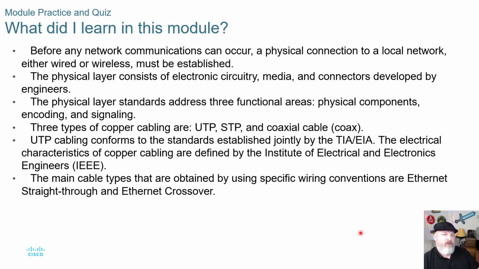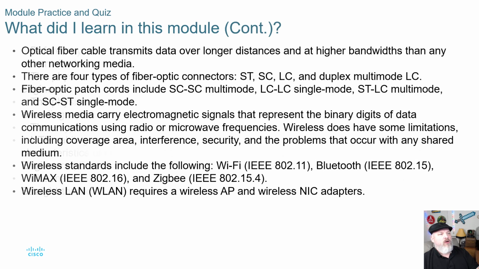Okay, so this has been Module 4. Some of the things that we've learned are that before any network communications can occur, a physical connection needs to be made. The physical layer consists of electronic circuitry, media, and connectors. The physical layer standards address 3 functional areas: physical components, encoding, and signaling. You have 3 different types of copper cabling: UTP, STP, and coax. UTP cabling conforms to the standards established by the TIA/EIA, and the characteristics of copper cabling are defined by the IEEE. Main cable types obtained by using specific wiring conventions are Ethernet straight-through and Ethernet crossover.